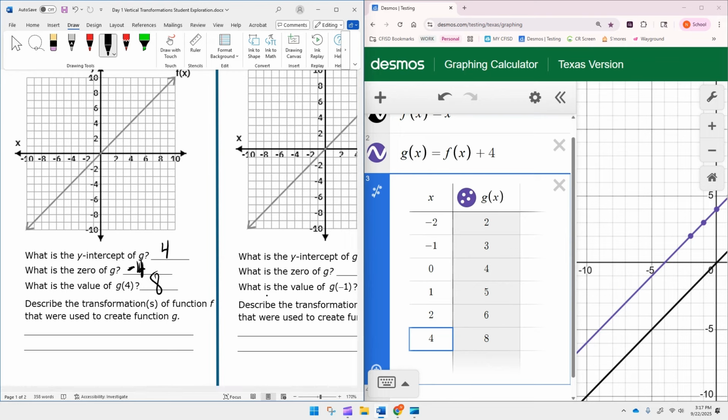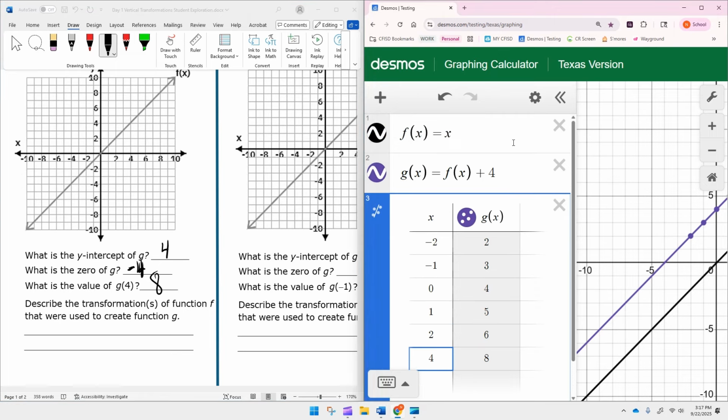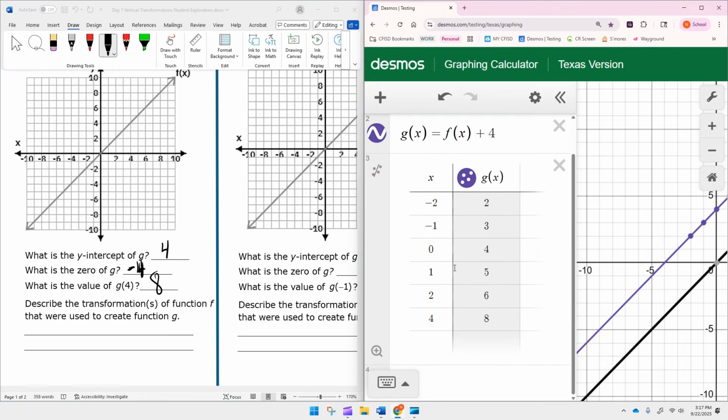Now let's talk about what that means. To remind you, since our parent function is just x, when we say f of x, that means x plus 4. I'm going to skip what I was going to say and go ahead and backtrack. Now let's go ahead and graph it because we want to get that extra practice of graphing.